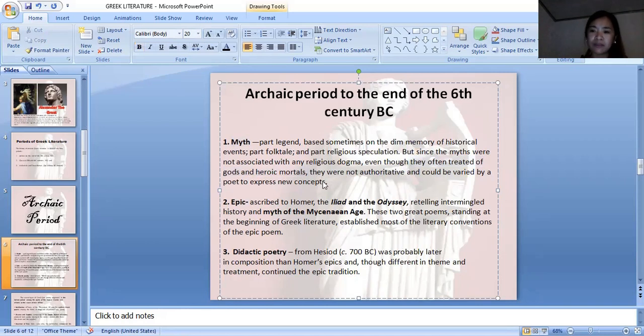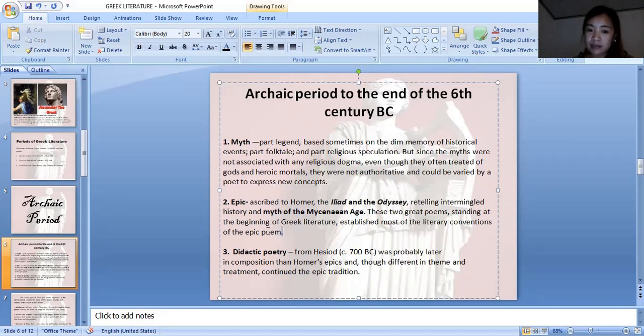Okay, so this is about the gods and heroic mortals usually. Next, with the epic, when we say epic, nandiyan si the Iliad and the Odyssey, and the myth of the Mycenaean age. These two great poems, standing at the beginning of the Greek literature, established most of the literary conventions of the epic poem.